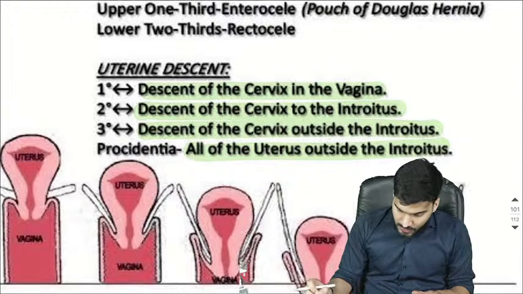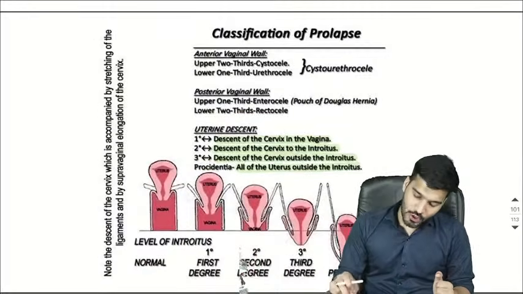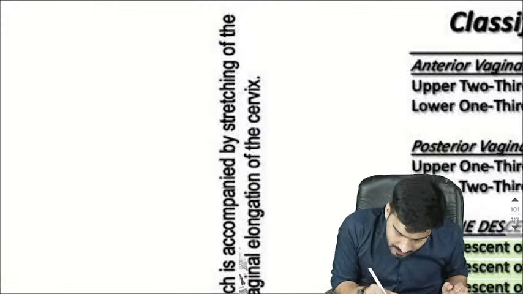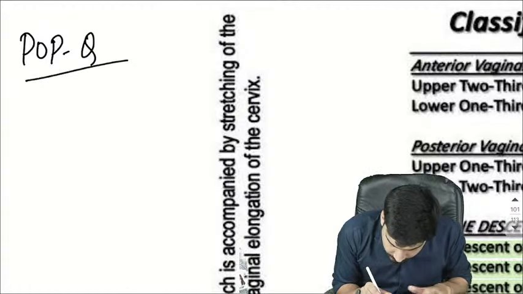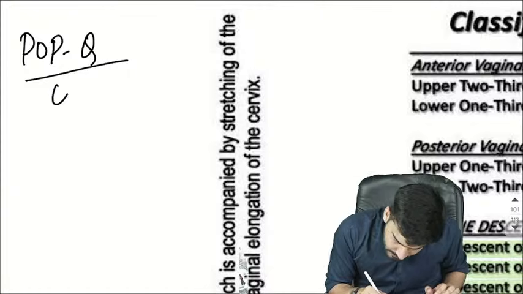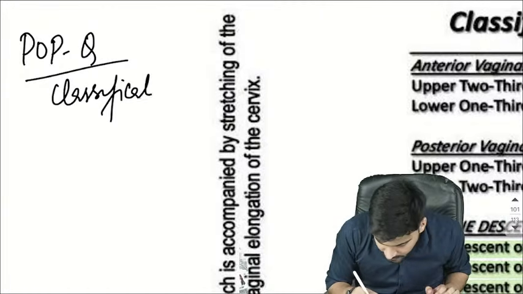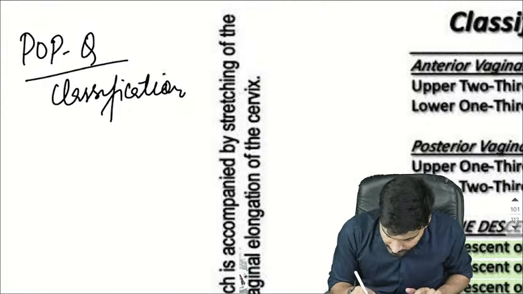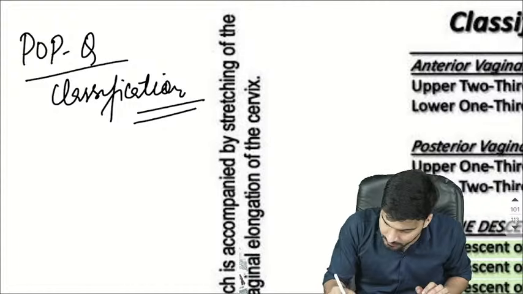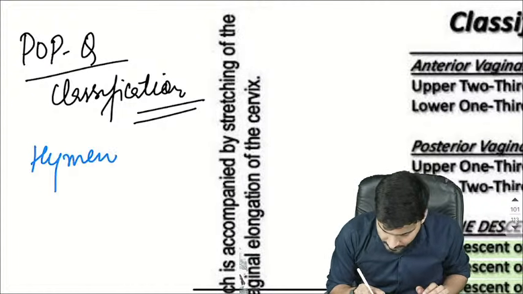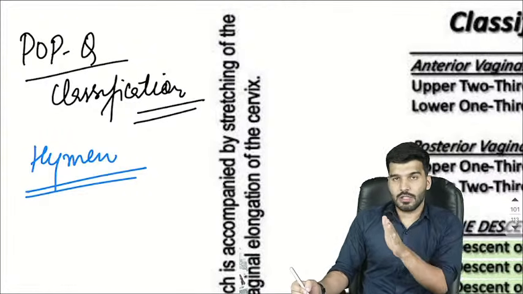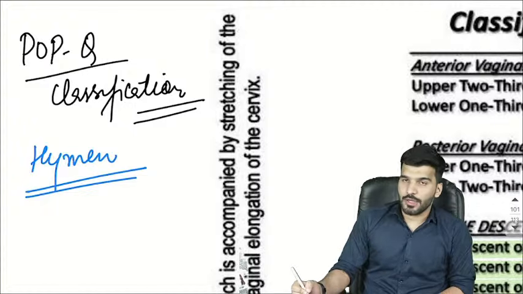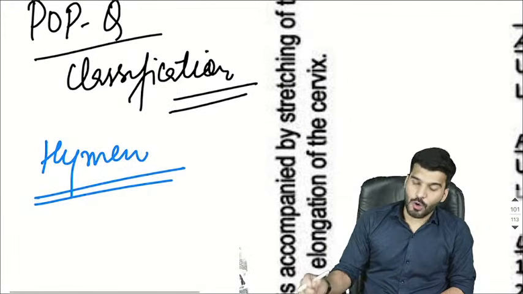Clear? But one more classification we have is the POP-Q classification, and in FMGE it was asked, what is the reference point of the POP-Q classification? The reference point is the hymen. Above the hymen is negative, at the hymen is 0, below the hymen is positive. Are you getting my point? So that is the POP-Q classification.